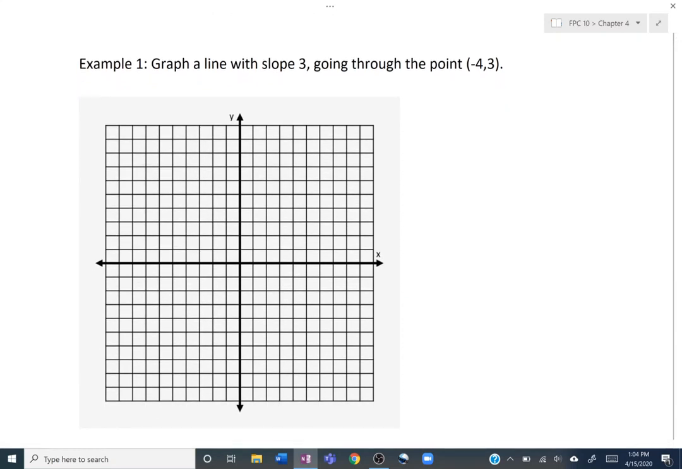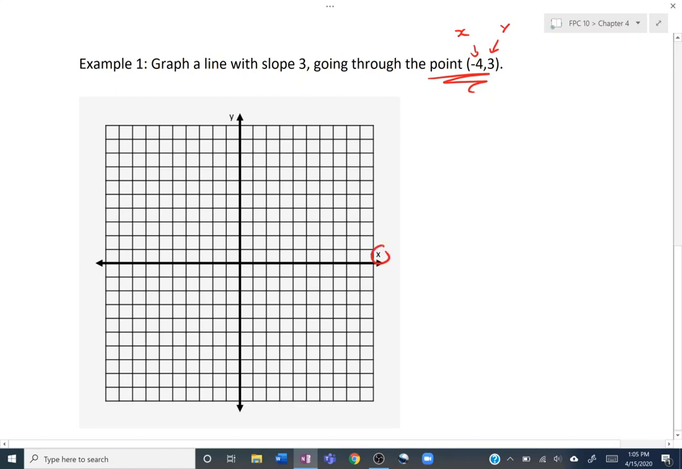So graph a line with a slope of 3 going through the point -4, 3. In order to do this, what we're first going to have to do is find the point -4, 3. Keep in mind that the first number in our set of points is always an x-coordinate, and the second number in our pair of points is always our y-coordinate.